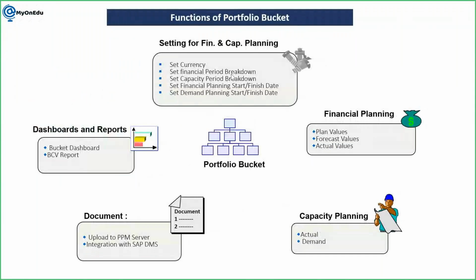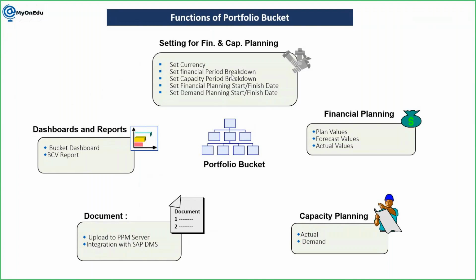So these are some of the functions available in the portfolio bucket. First is setting for financial and capacity planning. In the portfolio bucket we need to set a currency, and for a particular bucket we can have an individual currency. Then set the financial period breakdown. The financial period differs between companies, generally based on country. Like in India, it is from April to March, and in the US, it is January to December. Similarly, you can have this provision at the bucket level.